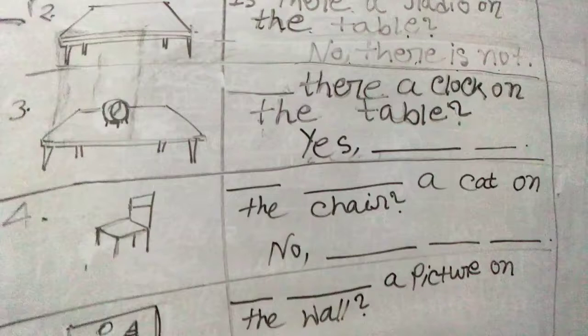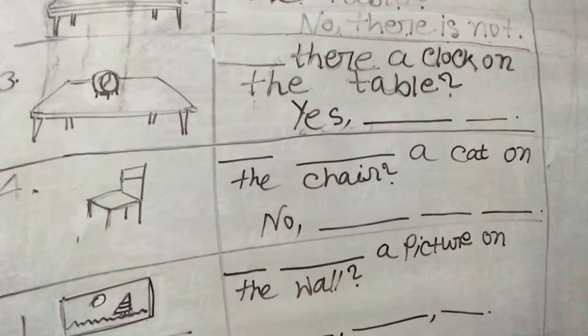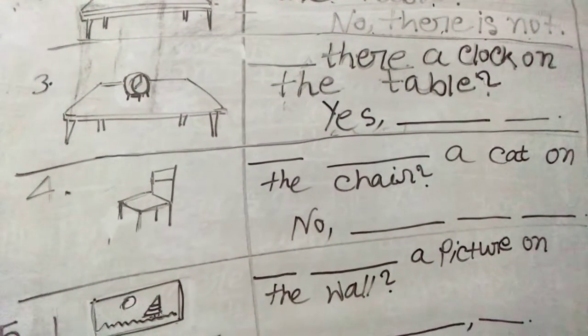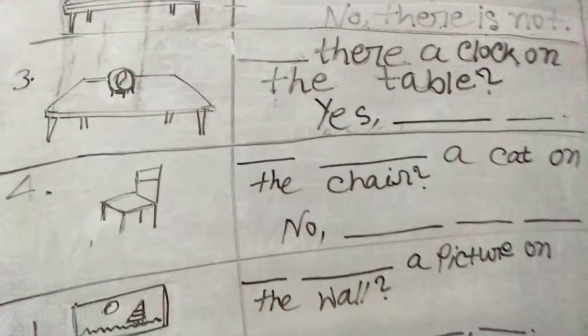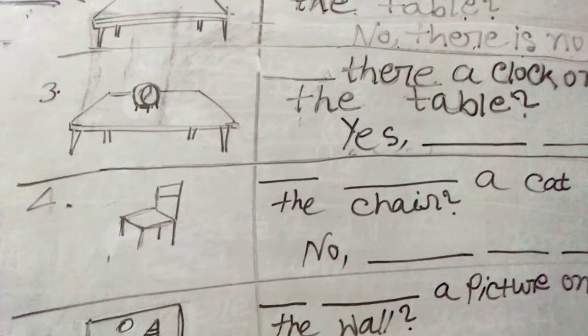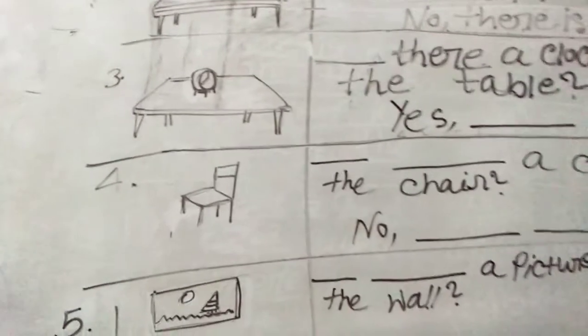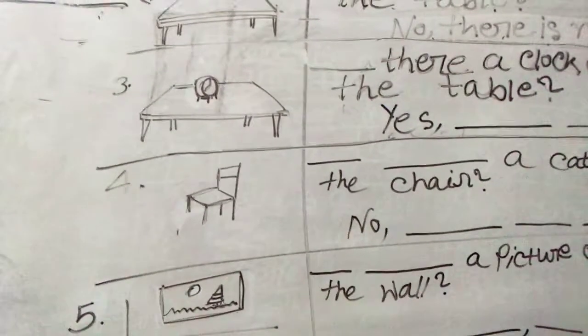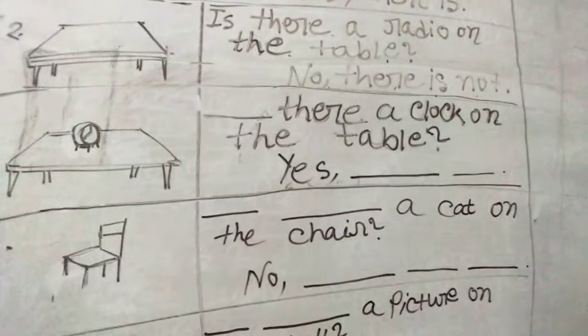Okay, so see, now from number 3 we will do it on our own, and please have your pencil. I repeat, have your pencil with you. Please start writing in your book. Miss will instruct you, and following the instruction you need to fill it up.